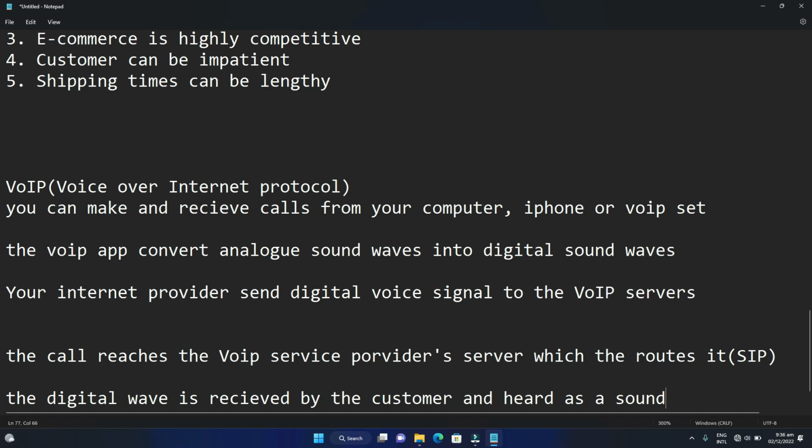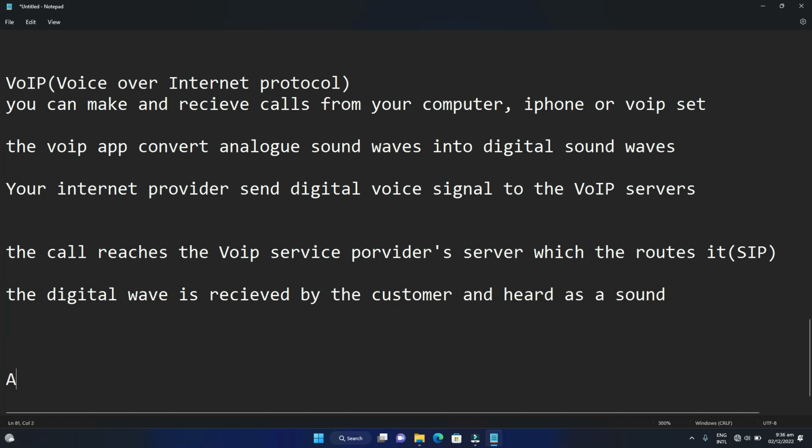Now, what are the advantages of using VoIP? Advantages. I'm sorry, I don't know what is happening to me. I'm a bit nervous. Advantages of VoIP.